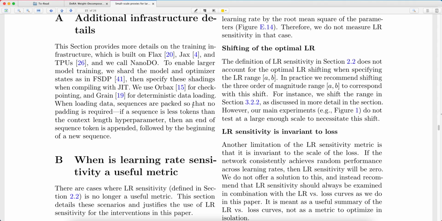Okay, sequences are packed, so no padding is required. Just as an aside, this is something I need to learn more about. ModernBERT has open sourced their sequence packer, so I want to check that out. If a sequence has less tokens than the context length hyperparameter, then an end of sequence token is appended, followed by the beginning of a new sequence. That makes sense.